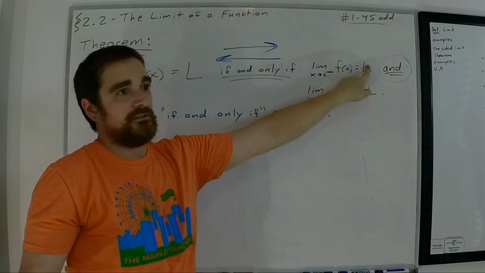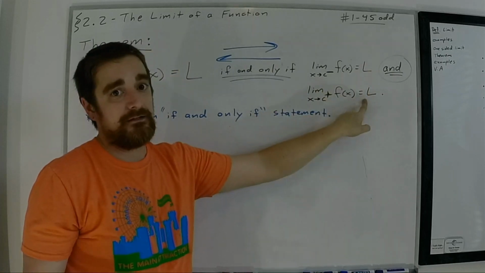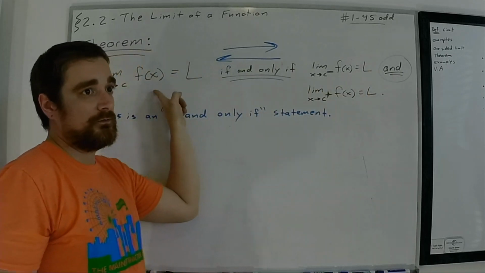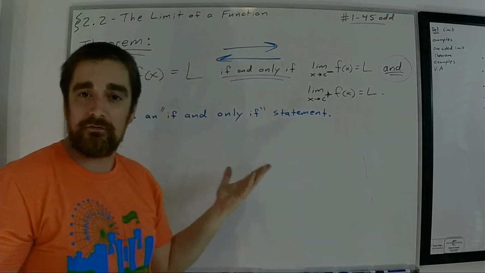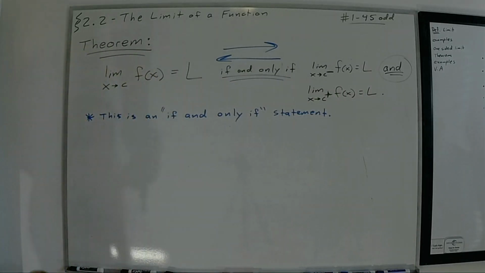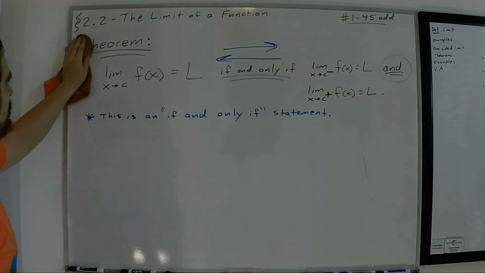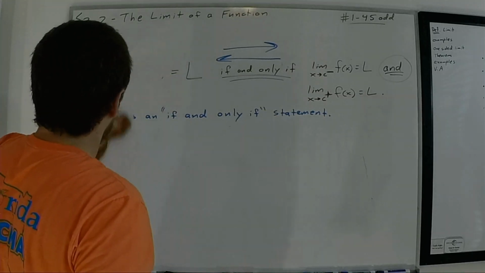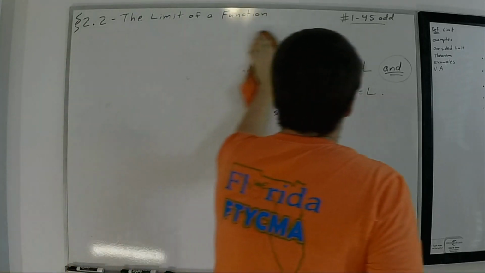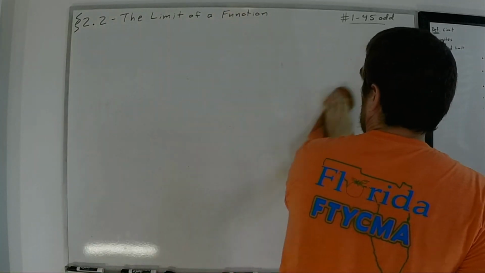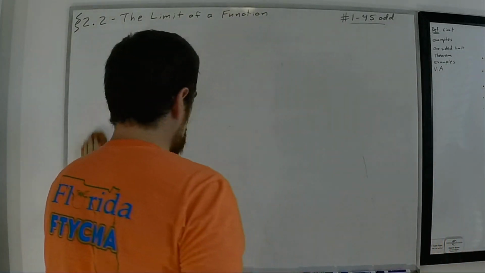If, say, this limit is 3 and this limit is -3, then you don't get to conclude that the limit is 3 or -3, right? So they don't match, they don't make sense. So this is a very powerful theorem when it comes to limits. And we're getting it before we even really talk about the rigorous definition of a limit.